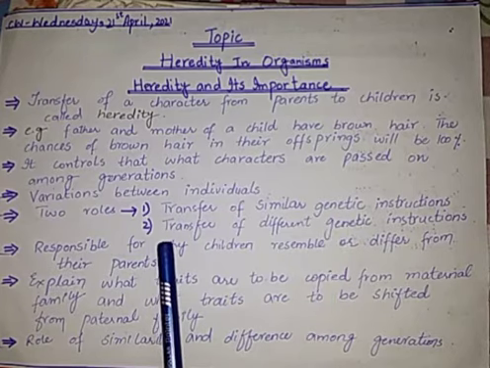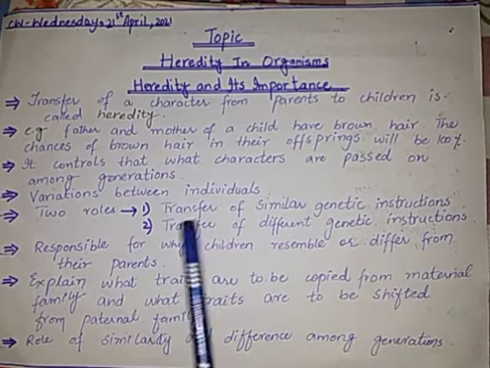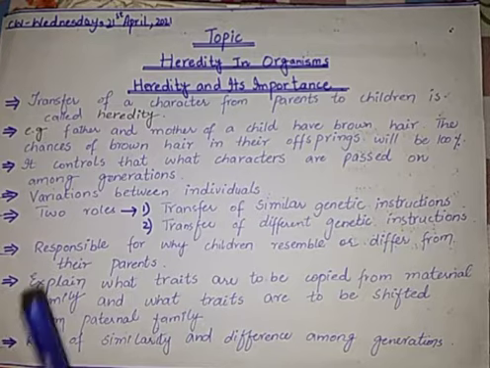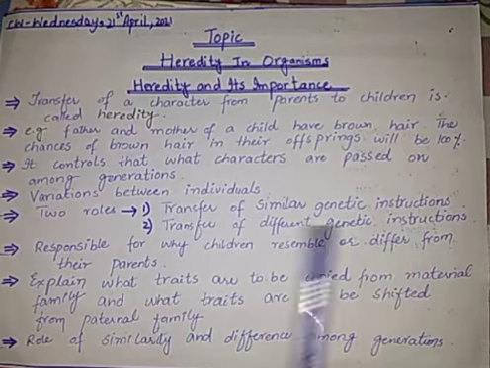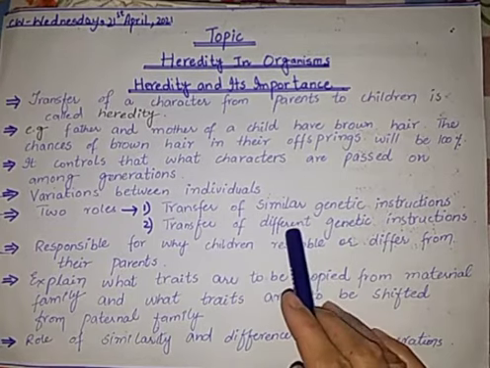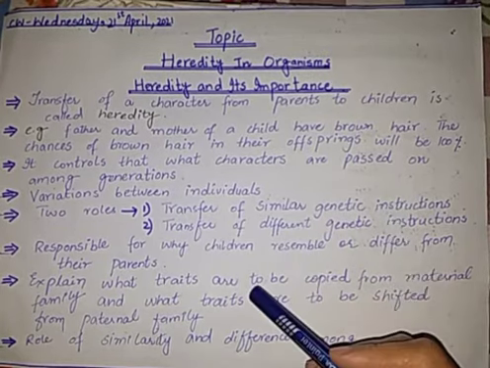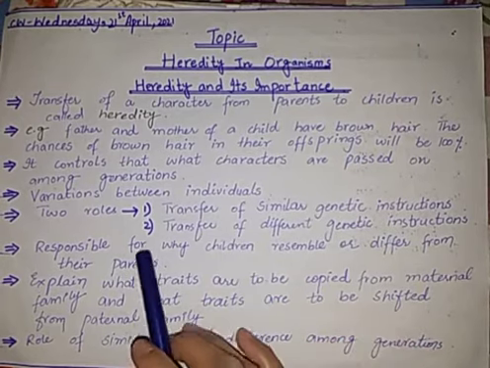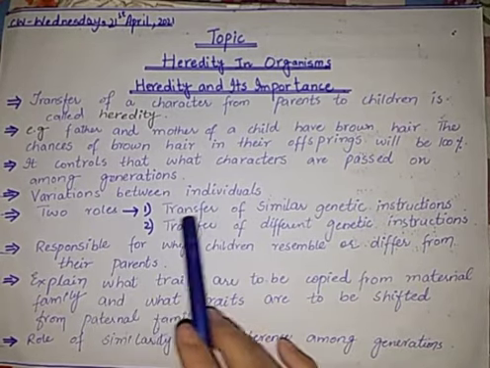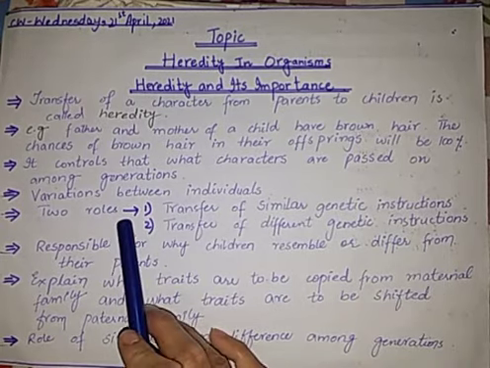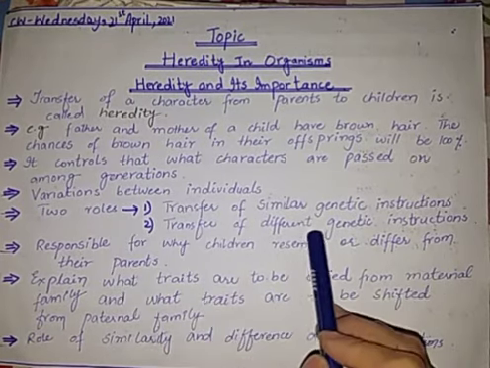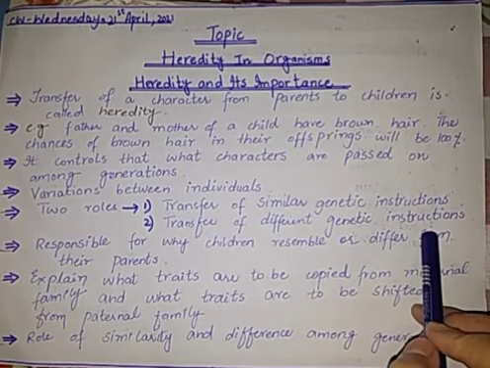And if one parent has black eyes and the other has brown eyes, then the children may have blue eyes. So this is the different genetic instruction, that the eye color will be different from the parents to the offspring. So it plays an important role in the transfer of similar genetic instructions, and it also plays an important role in the transfer of different genetic instructions.